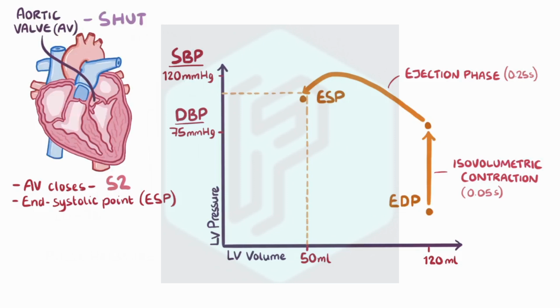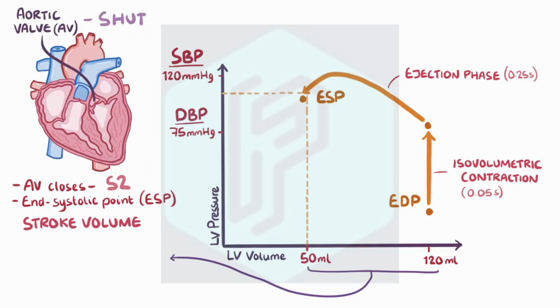If we calculate the difference between the end diastolic volume and the end systolic volume, we'll get the stroke volume, which is the volume of blood the left ventricle ejects, or simply squeezes away, on every heartbeat or stroke during this ejection period. In this case, 120 minus 50 is a stroke volume of 70 millilitres.